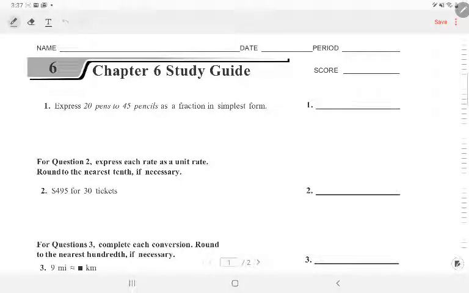Okay, so let's take a look at the study guide. Number one is express 20 pens to 45 pencils as a fraction in simplest form. So it would just be 20 to 45. And then in simplest form, I could divide both of them by 5, and I get 4 over 9. So 4 over 9 is the answer.